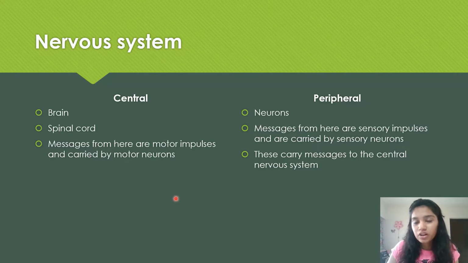Messages from the peripheral nervous system are called sensory impulses and these are carried by sensory neurons. It's just the opposite of the central nervous system. So these carry messages to the central nervous system. When I write CNS, it is the central nervous system and PNS is the peripheral nervous system. So CNS to PNS is motor. Everything is going to be motor.